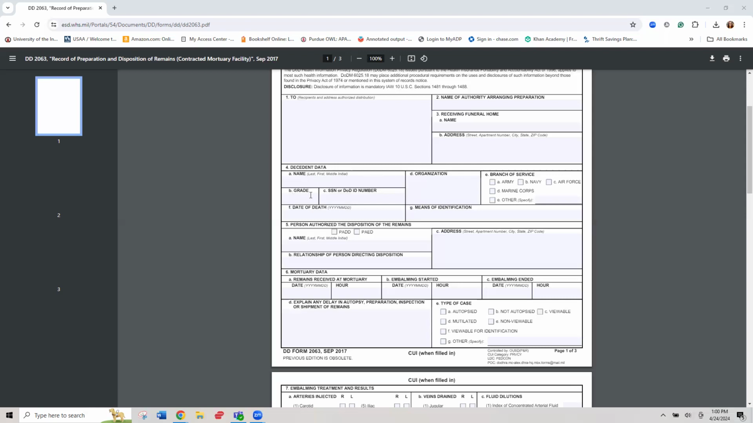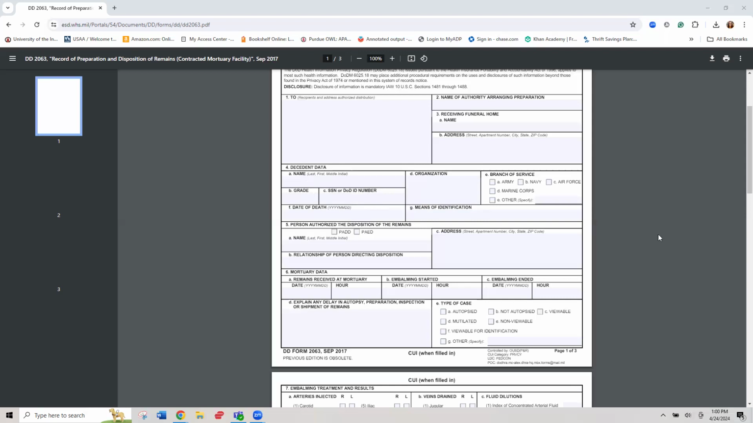Grade is like rank, okay? So if it is a petty officer second class, it's going to be E5. You may put specialist, SPC, whatever the acronym is that describes their rank. And then their social security or DoD ID number. And then obviously date of death, means of identification.